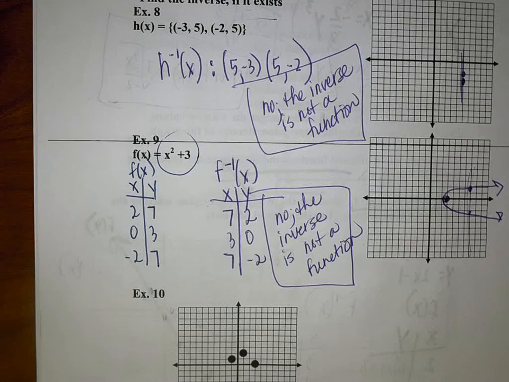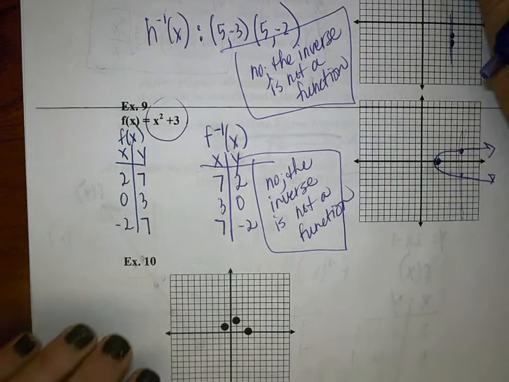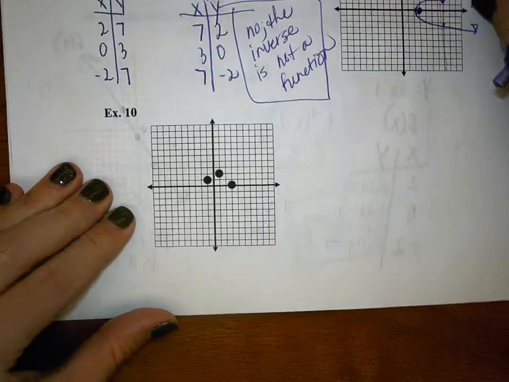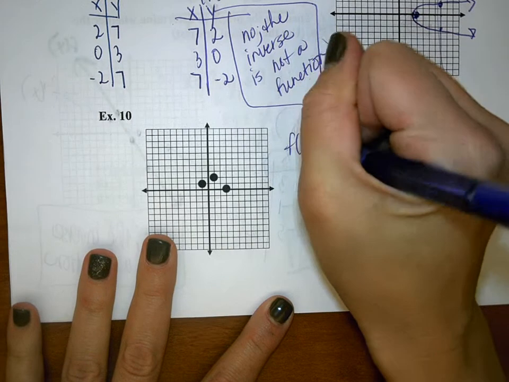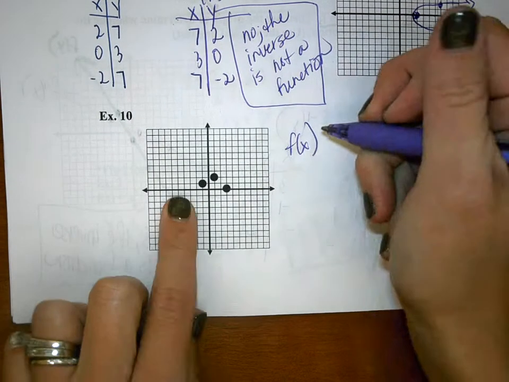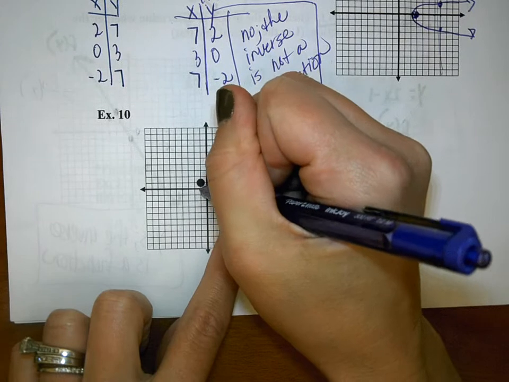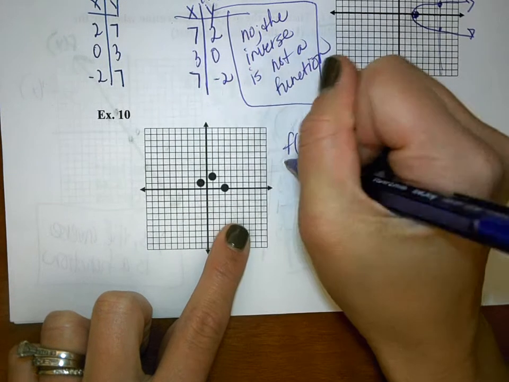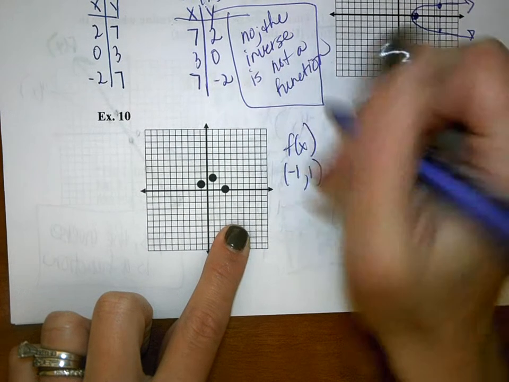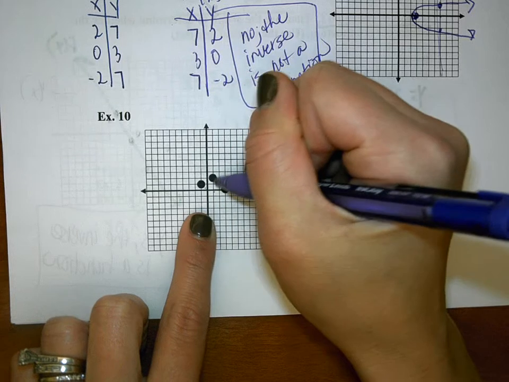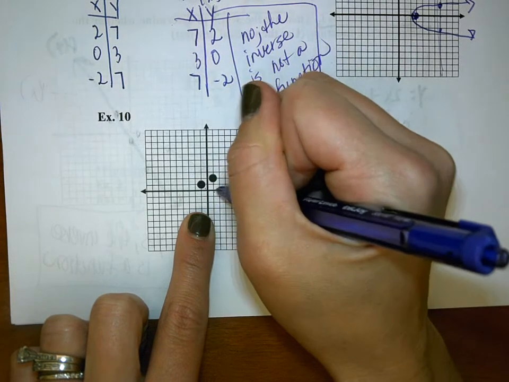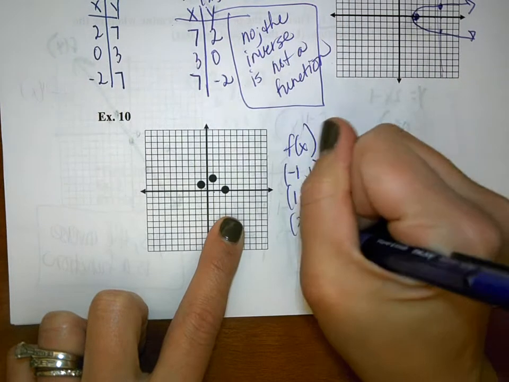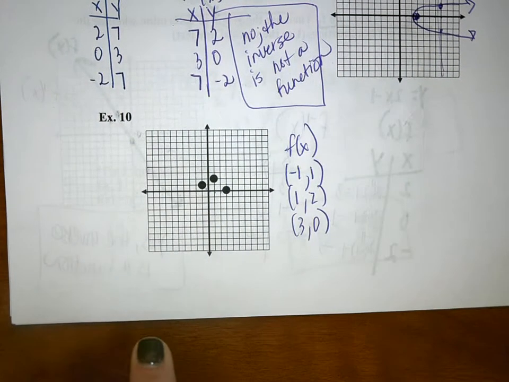Okay, so on example 10, all they've done is given you 3 points. So your original function, we can call that f of x. Let's go ahead and write down each of the ordered pairs. So the first ordered pair is at negative 1, positive 1. The second one is at positive 1, positive 2. And the third one is at positive 3, comma 0. So that's my original function.